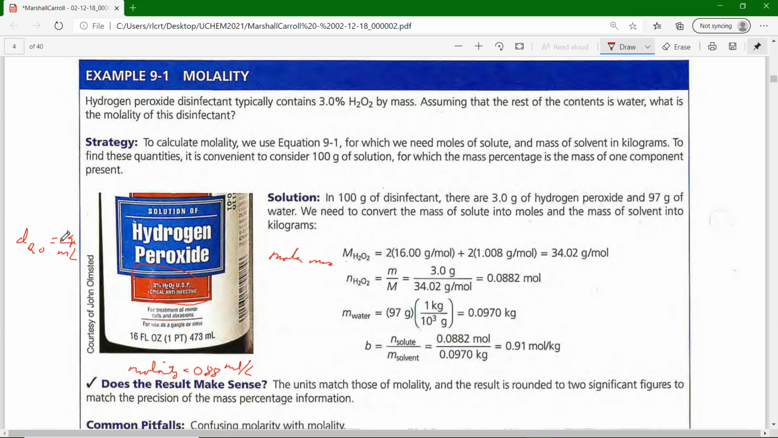I could get the mole fraction if I wanted to, it wasn't asked for, but I could get the mole fraction of H2O2. Mole fraction of H2O2, we looked at mole fraction in the gas units, is the moles of H2O2, which is 0.0882, over 0.0882 plus the moles of water. How much water do we got? 97 grams, so 97 over 18.02. So let's figure that out.